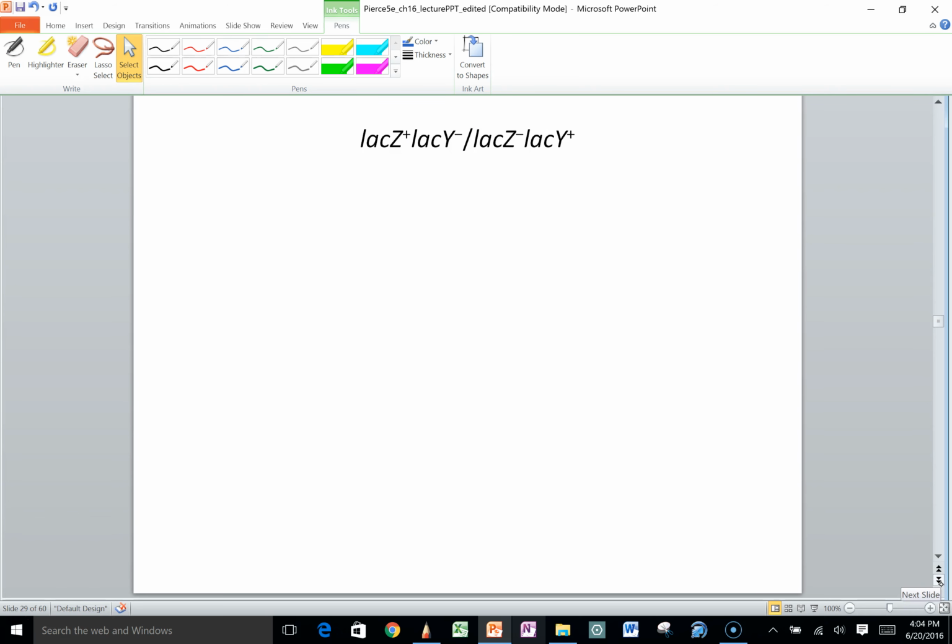Alright, so what's going on here? So what we want to do is we want to look at each of these mutants, and we want to ask whether or not certain genes are expressed. So we're going to come up with these tables, and we're kind of starting out with a more complicated one. These are structural genes.